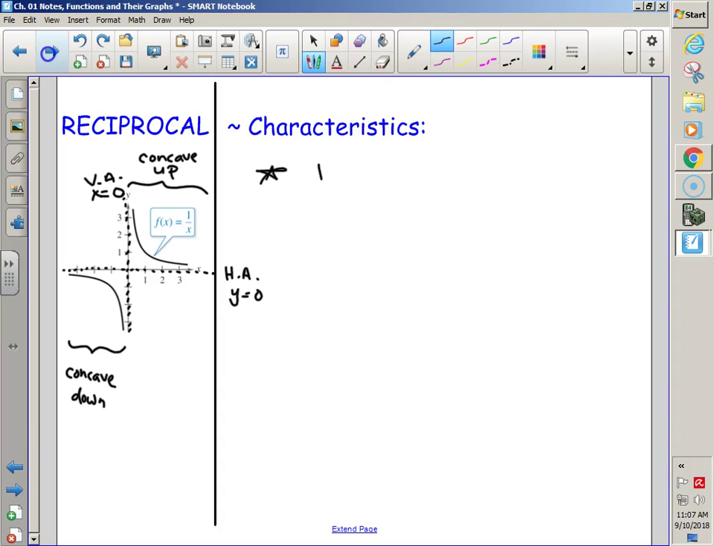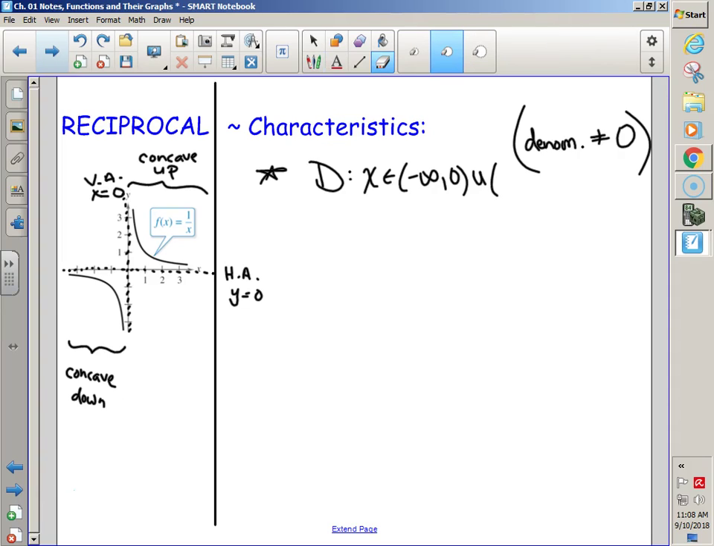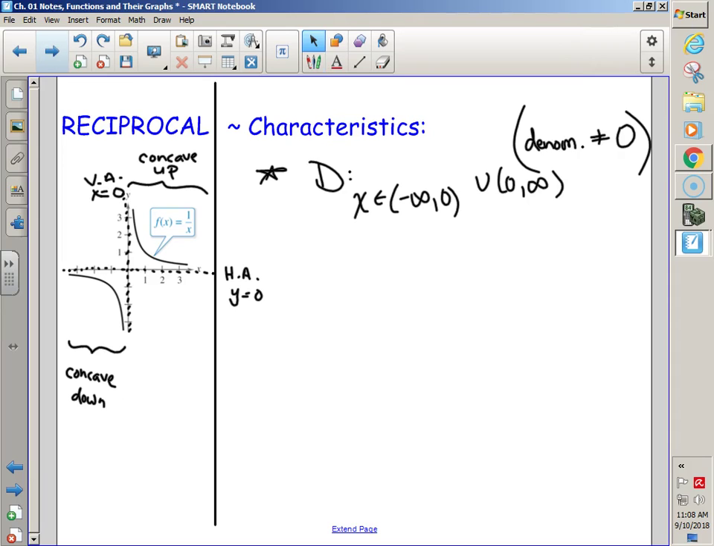So what's the domain? All real numbers except where the denominator is 0, right? Domain problem. So if we were to do this in interval notation, this is where it gets a little bit rough. X can't be 0, I get that. But does it make sense, check it, that this is how you would write it? The U is a spiffy mathematical symbol for union, which means or.